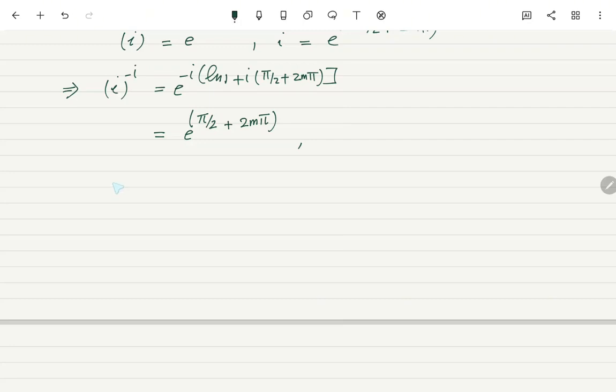Therefore i to the power minus i has an infinite number of real values.